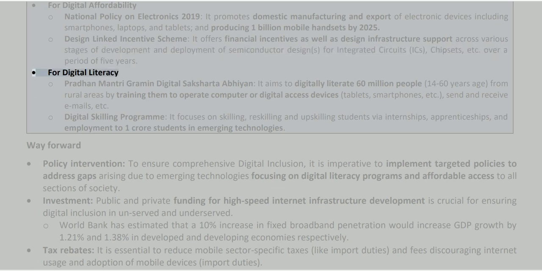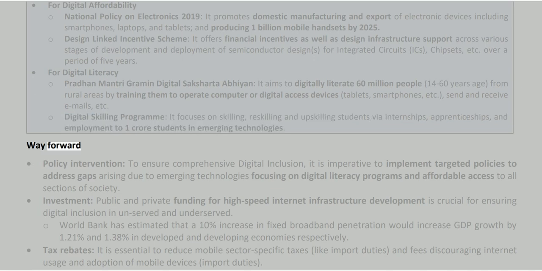For digital literacy: Pradhan Mantri Gramin Digital Saksharta Abhiyan aims to digitally literate 60 million people, 14 to 60 years age, from rural areas by training them to operate computer or digital access devices, tablets, smartphones, etc., send and receive emails, etc. Digital Skilling Program focuses on skilling, reskilling and upskilling students via internships, apprenticeships, and employment to 1 crore students in emerging technologies. Way forward.